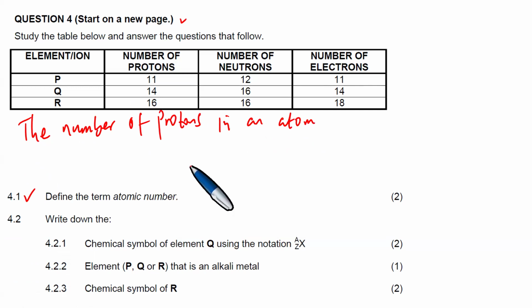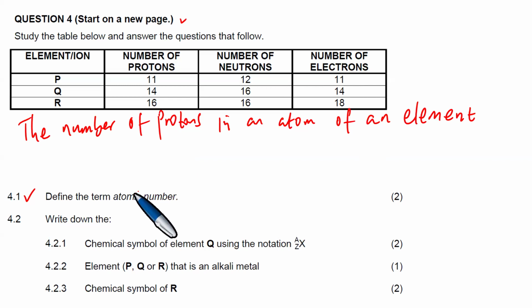The number of protons in an atom of an element, right? So the atomic number refers to the number of protons in an atom of an element. These protons are what we call the atomic number.